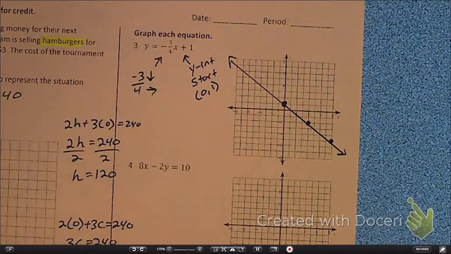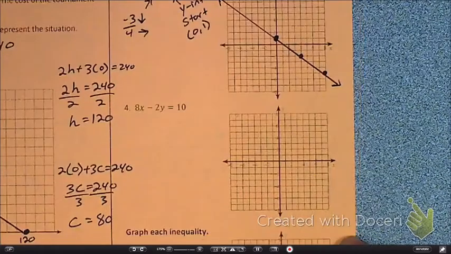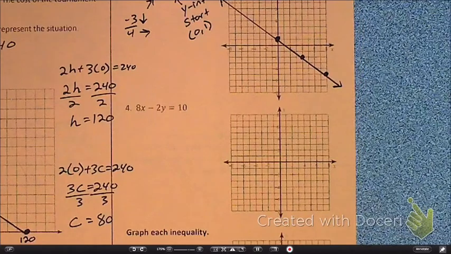Can we move on? Number 4. So it is in standard form. You could do x and y intercepts, but for the sake of practice, I'm going to put it into slope intercept form.